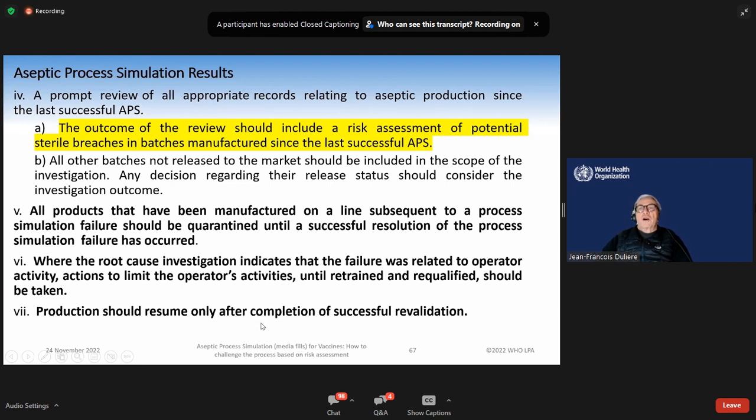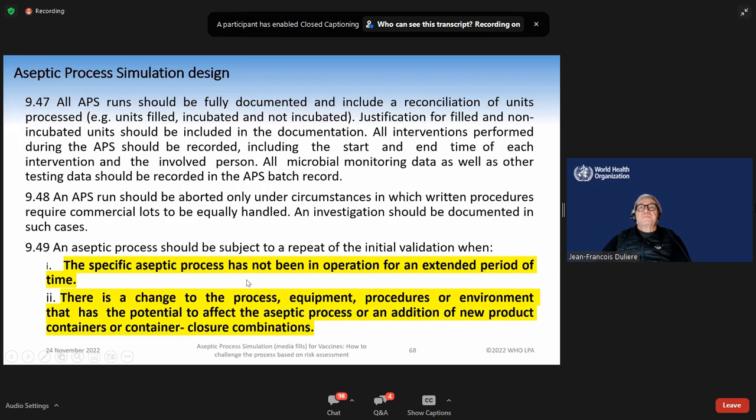Production should resume only after completion of successful revalidation. That means that APS is not the full validation, but it is really critical for our processes.